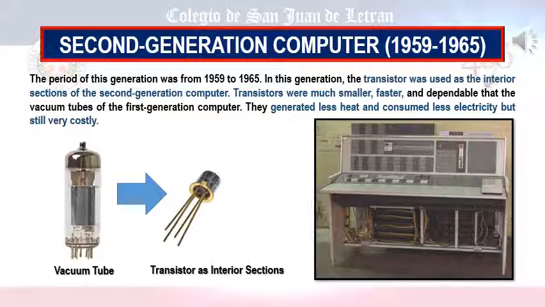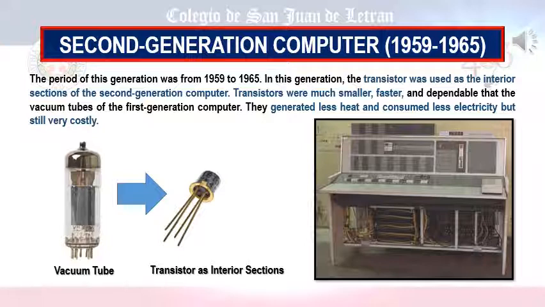Next, let's talk about the second generation computer. Transistors were used in the second generation computer, and transistors replaced the vacuum tubes. It is much smaller and faster compared to vacuum tubes. It generates less heat and electricity.